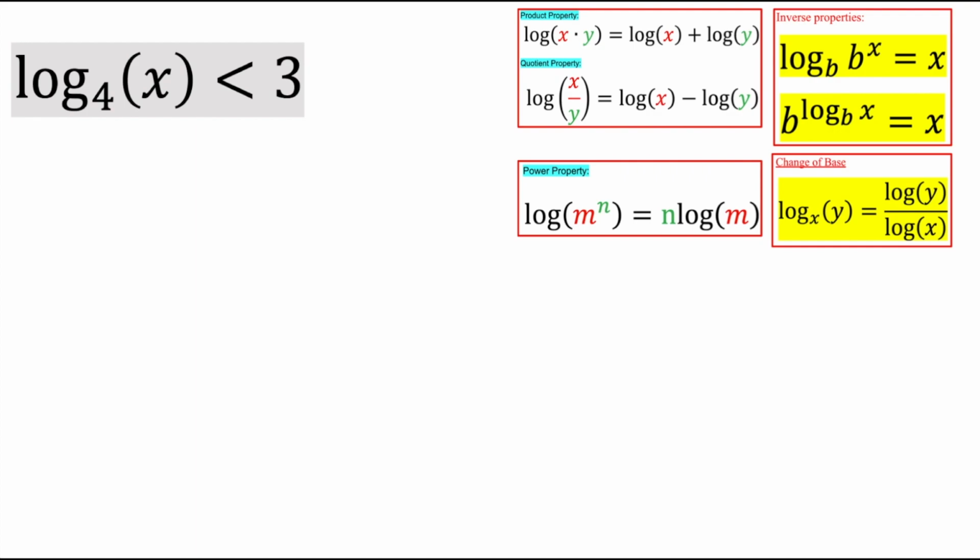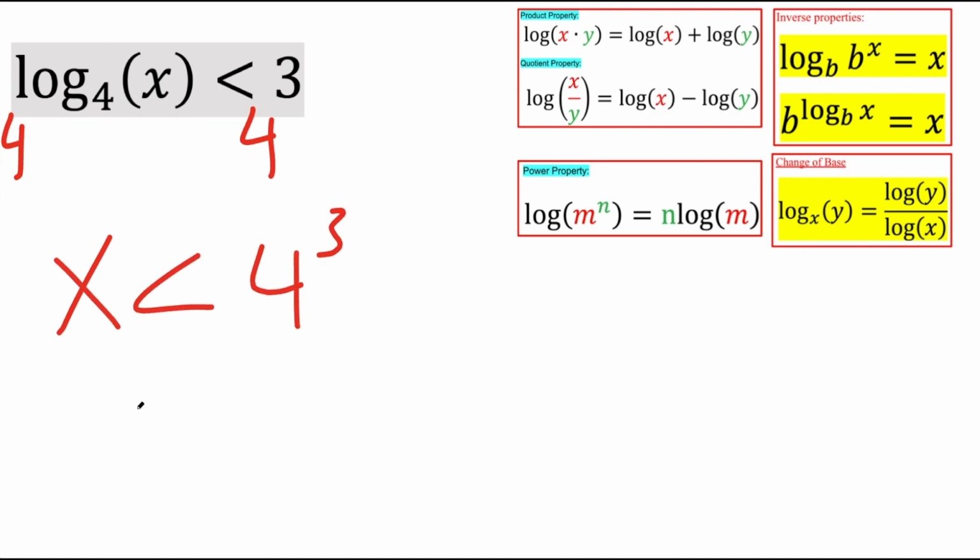Okay, this will be our second problem. Same procedure. We want to get rid of the log base 4. We can do that using this inverse property here. So we're going to put a 4 raised to log base 4. If you do it on one side, you have to do it on the other side. All of this gets canceled, but the x. So we get x is less than 4 raised to 3, or 4 cubed.